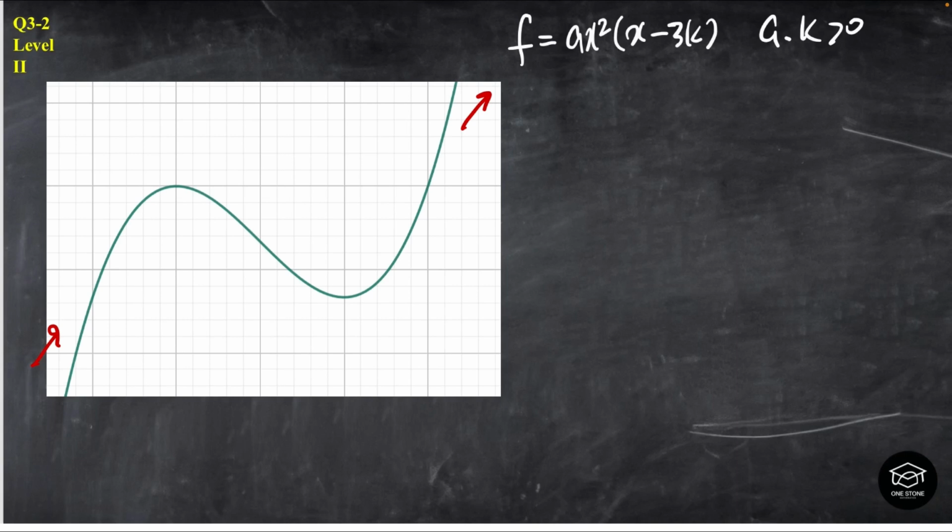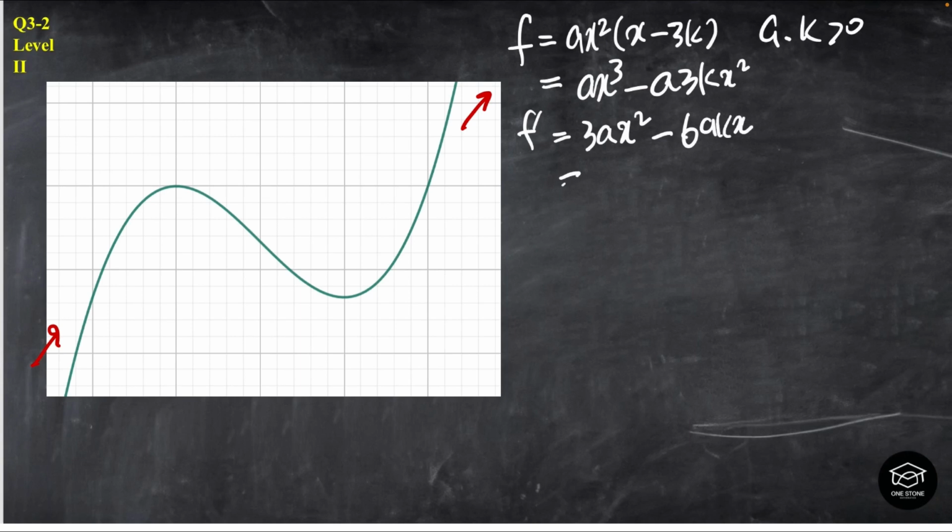First, we'll find the derivative to locate the critical points. Let's expand the function before differentiating. f(x) = a x³ − 3akx². Differentiating term by term, we get f′(x) = 3ax² − 6akx. Factoring gives f′(x) = 3ax(x − 2k).